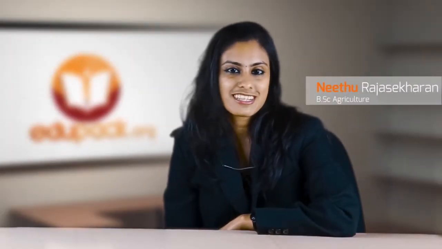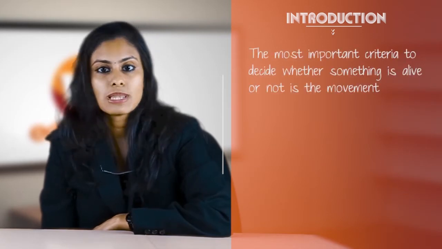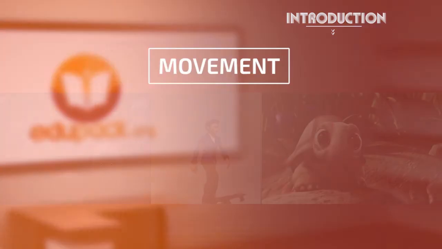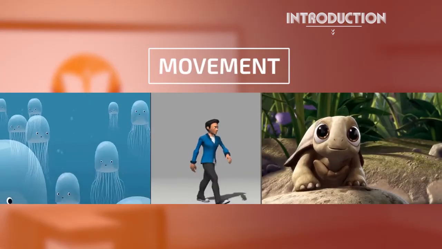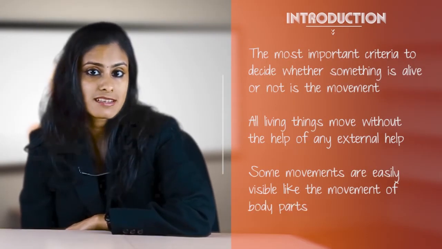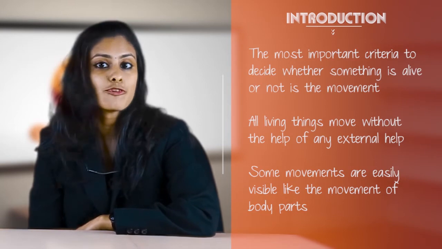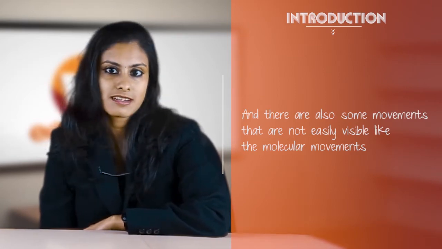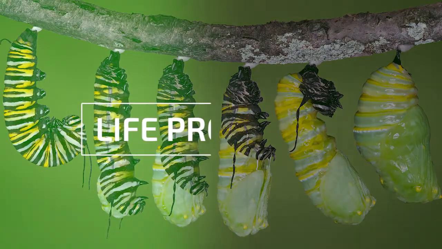Hello, I'm Neetu Rajashekharan. The most important criteria to decide whether something is alive or not is the movement. All living things move without the help of any external help. Some movements are easily visible, like the movement of body parts. And there are also some other movements that are not easily visible, like the molecular movements. With this introduction, let's start Chapter 6, Life Processes.